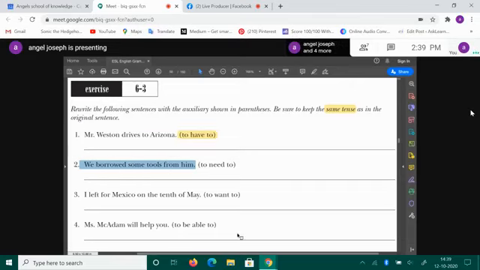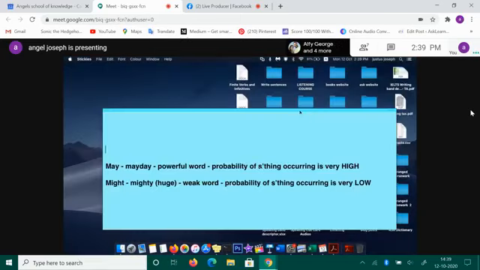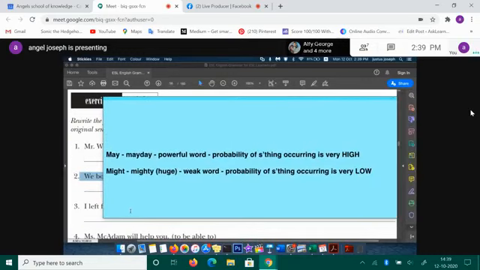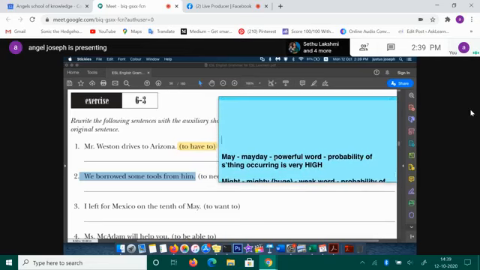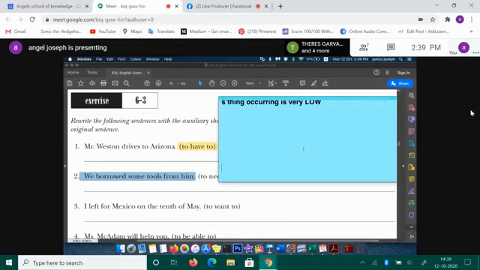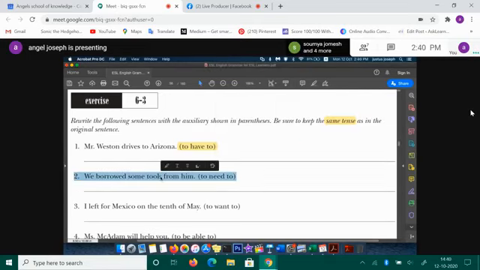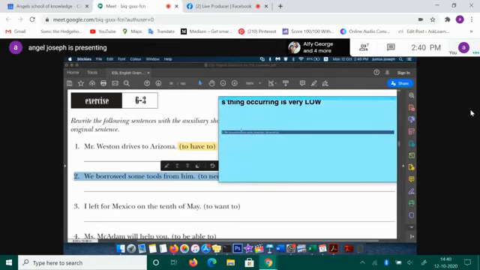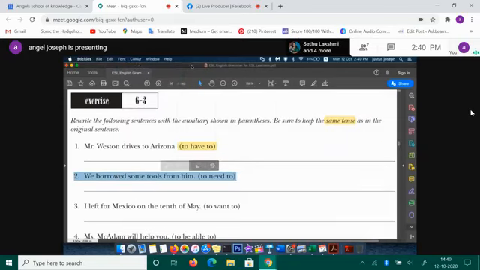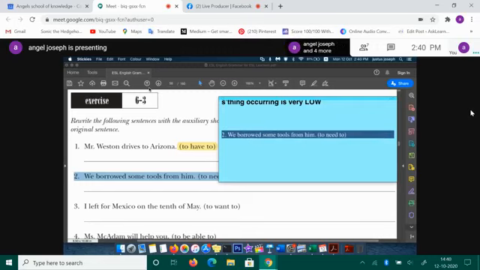Let me write it here so that you guys can go through it. I'm making it a bit smaller so that I can put everything together. Now I'll write the answers here in this small blue space. So the sentence is we borrowed some tools from him. Now, borrowed, ed, this shows that this is in the past. Now maintaining this past tense, we have to write the sentence and we have to use this need to.